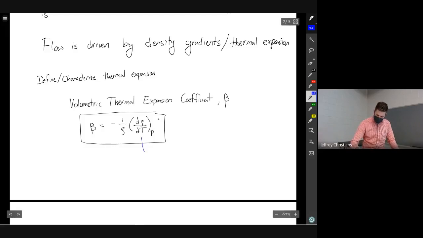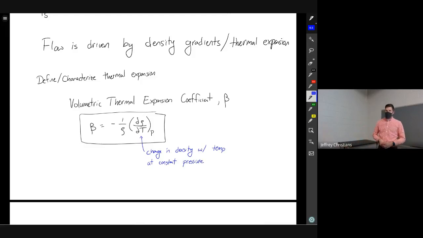So this is talking about the change in density with temperature at constant pressure. Going back up to the flow on the vertical plate, it makes sense that that's what we would care about. We're caring about how density changes with temperature, not how density changes with pressure, because pressure is constant everywhere in a lot of these cases.